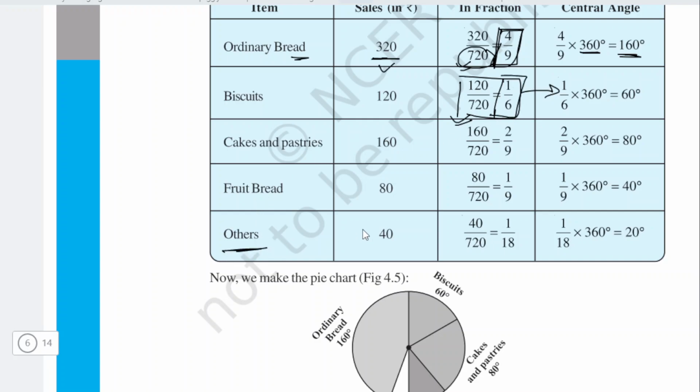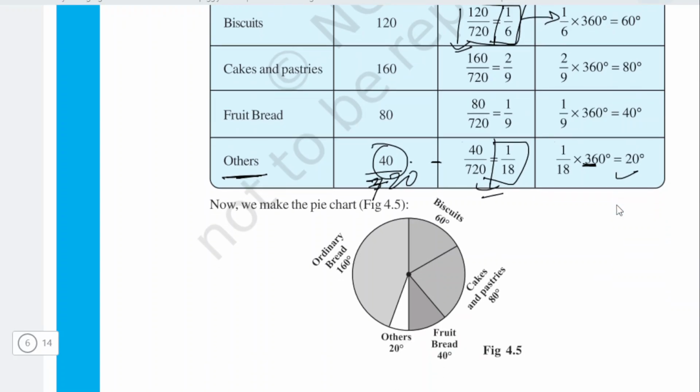Others, for example, others rupees 40. In terms of fraction, we will divide it by 720. So it will be 1 by 18. Now 1 by 18 is the fraction. When you convert this fraction to degree, 1 by 18th of 360 degree, we get 20.